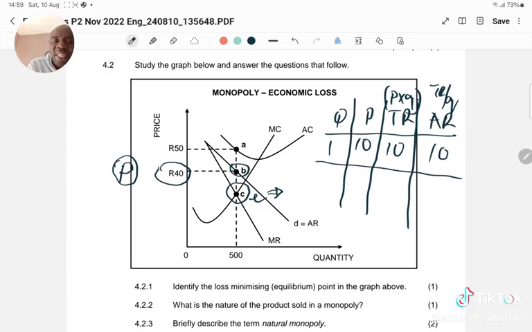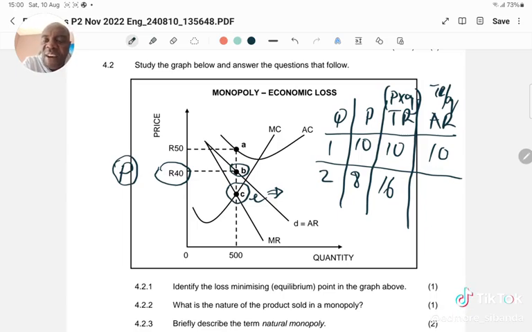Let's look into another quantity. Maybe the price goes down to 8. And according to the law of demand, the lower the price, the higher the quantity demanded. So maybe the quantity demanded goes up to 2 because the price has gone down according to the law of demand. What becomes our total revenue? Our total revenue becomes P, which is 8, times Q, which is 2. Then we get 16.